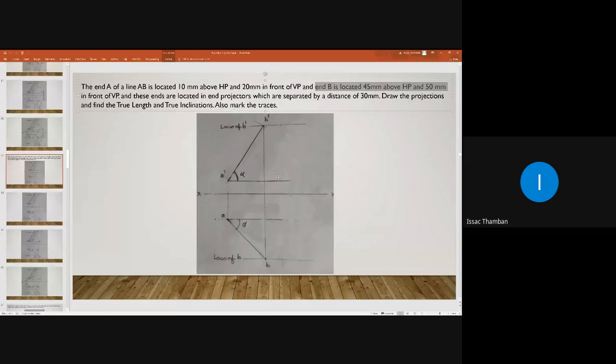It is 45 mm above HP and 50 mm in front of VP. So draw the second end projector after leaving 30 mm from the first end projector, and on that end projector mark the position of B dash and B.